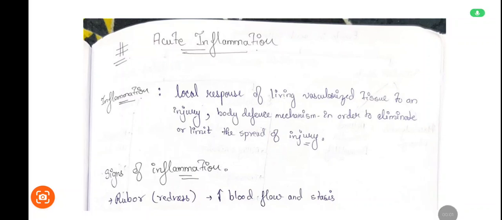So today we will read a topic, acute inflammation. So first of all, what is inflammation? Inflammation is a defense mechanism of the body against a tissue injury to limit the spread of the injury. It is of two types, acute and chronic. Acute inflammation is inflammation with a duration of less than 2 weeks, and chronic inflammation is more than 2 weeks.